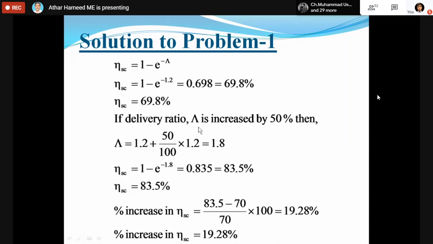Now it says if the delivery ratio is increased by 50%, then lambda is equal to 1.2 plus 50 over 100 multiplied by 1.2, which is equal to 1.8. Putting this 1.8 in the formula, the scavenging efficiency is increased to 83.5%. So what is the percentage increase in scavenging efficiency? (83.5 minus 70) over 70 times 100. We take 69.8% as about 70% just to reduce the burden on our calculation. You may write 69.8% as well. So it is about 19.28%. This is the percentage increase.